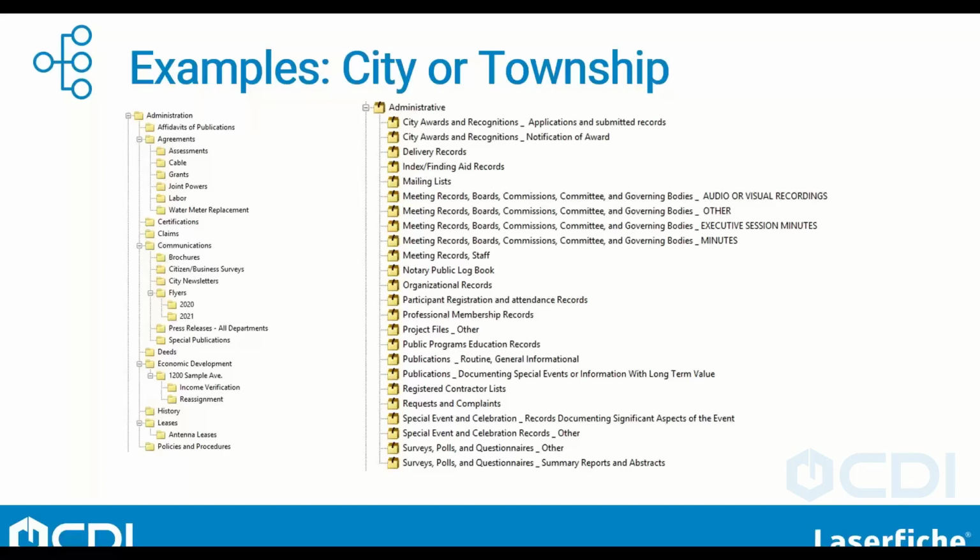I've also seen folks use alphabetizing as well, where A through C would be in one folder, D through F in another folder, depending on what the types of documents are.